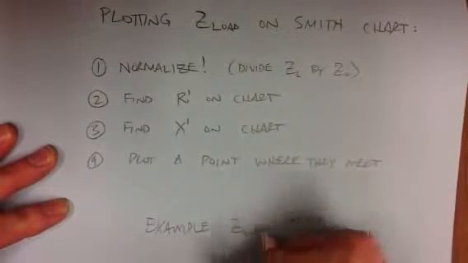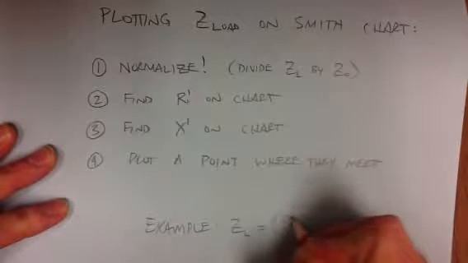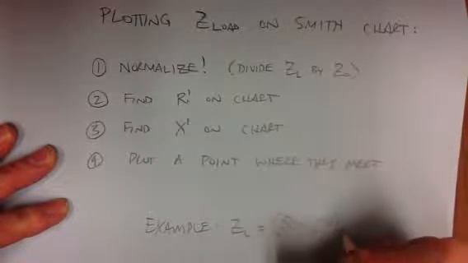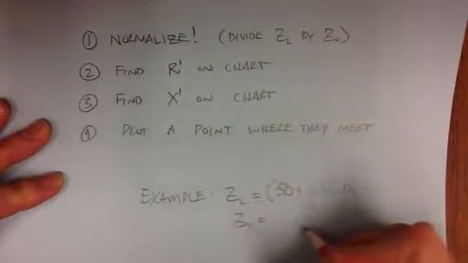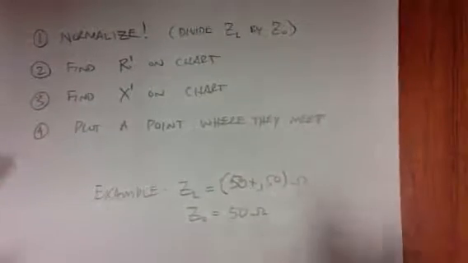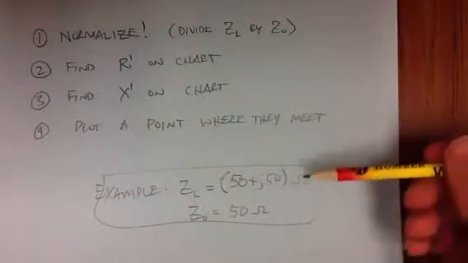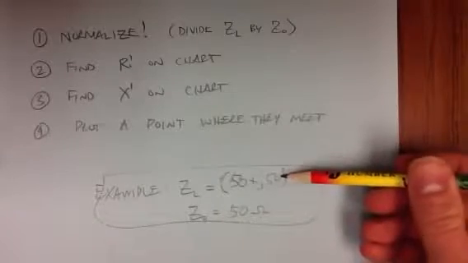Let's say the load impedance equals 50 plus j50 ohms, and the characteristic impedance of the transmission line is 50 ohms. So this is the load and this is the line impedance. We want to see how well of an impedance match this is. So here we go, plotting Z.